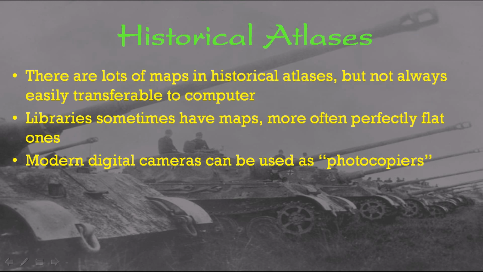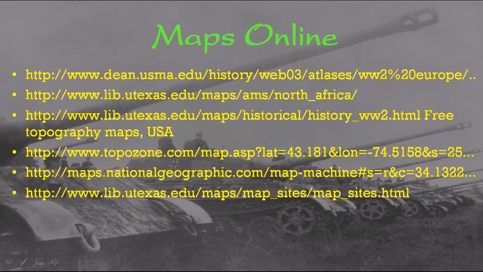Historical atlases are an obvious place to start. There are lots of them in most libraries. The only problem is, how do you get from the book to a digitized version? Well, sometimes libraries have maps that are flat, but often not. In any case, modern digital cameras can be used as the equivalent of photocopiers, if you don't have a big enough photocopier, to turn these maps into something that you can further digitize.